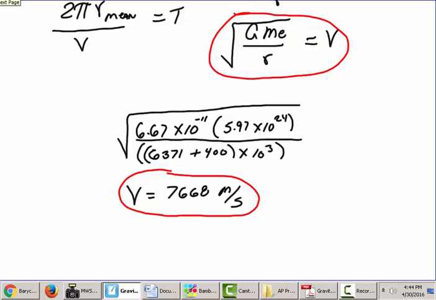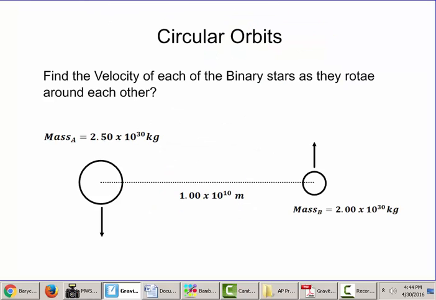going to be what's called a binary star system here. And this is actually quite interesting. I have a binary star system, and binary star systems do exist in the universe. It's where two stars are rotating around the other. And actually, we have systems where we have three stars rotating around each other. So here I have a different mass. I have 2.5 times 10 to the 30 kilometers, and I have 2 times 10 to the 30th kilometers.